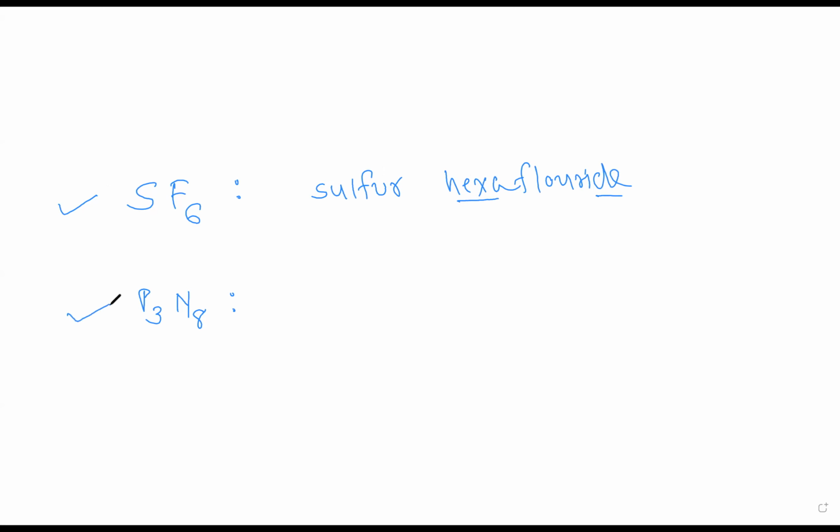For the second one, P3N8. Triphosphorus. Because we have 3 of them, we're going to use the prefix tri. We're just going to name it as an element, phosphorus. 8 is octa. Octanitride, right, like an octopus, right? Octanitride, IDE.